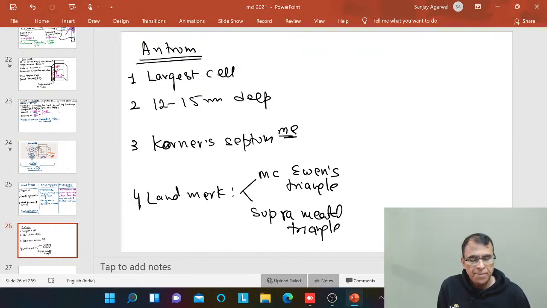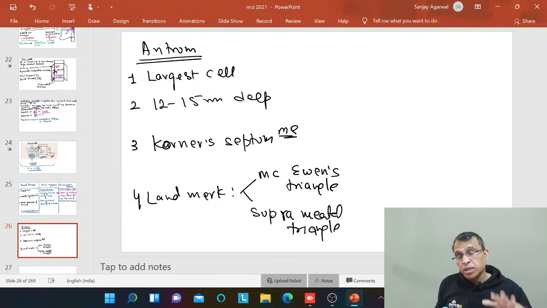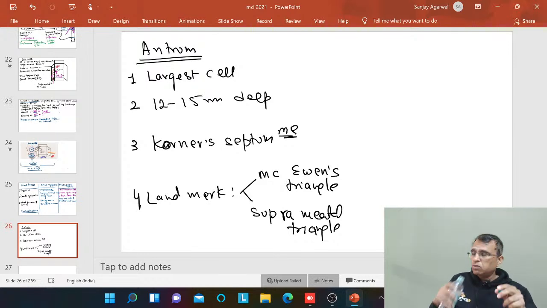Okay. So, now we have completed the middle ear cleft. This is the most important part of anatomy of ear. So, if you have any questions or doubts, please ask me now.